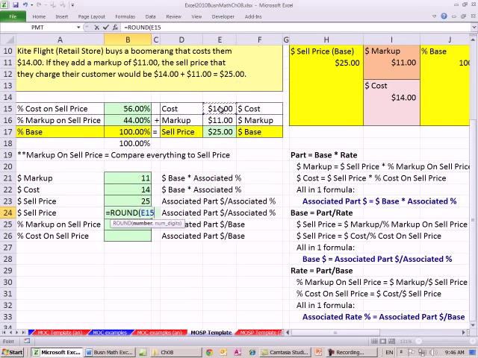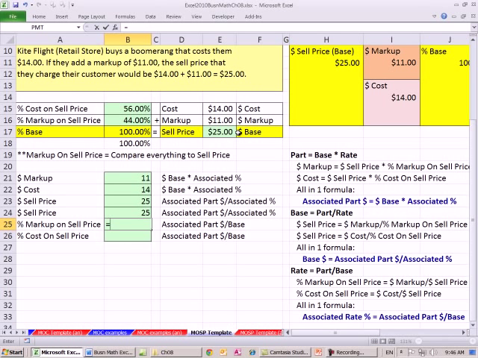I've been given a certain part, so I take the associated part divided by the other thing I was given, the associated rate, and that will get me back to my base, 25. All right, now the two rates or percentages, we just have a different base. We're comparing our two parts to our base. And we're doing percentages or rates, so we don't have to use the round.